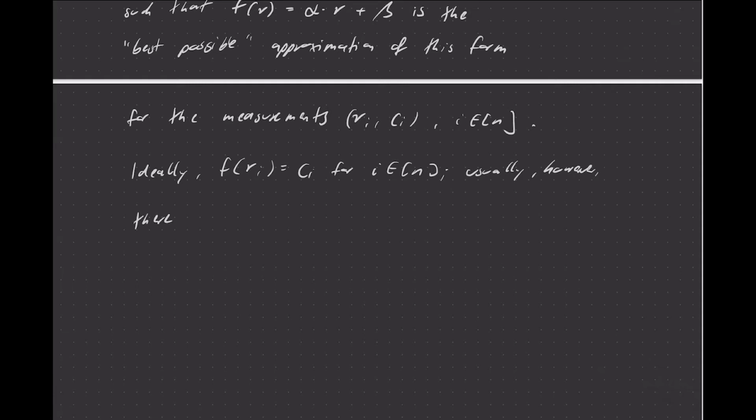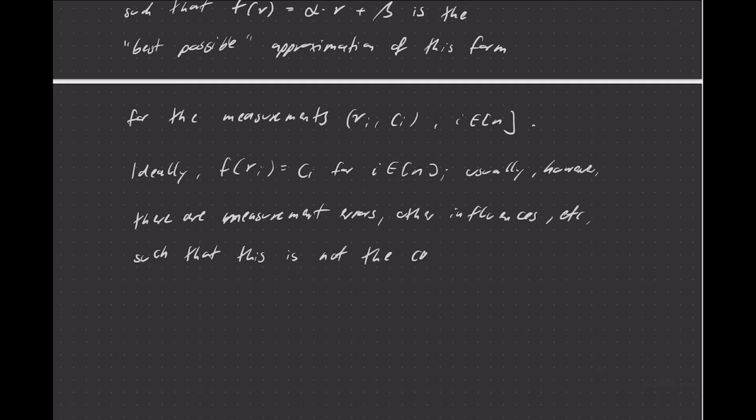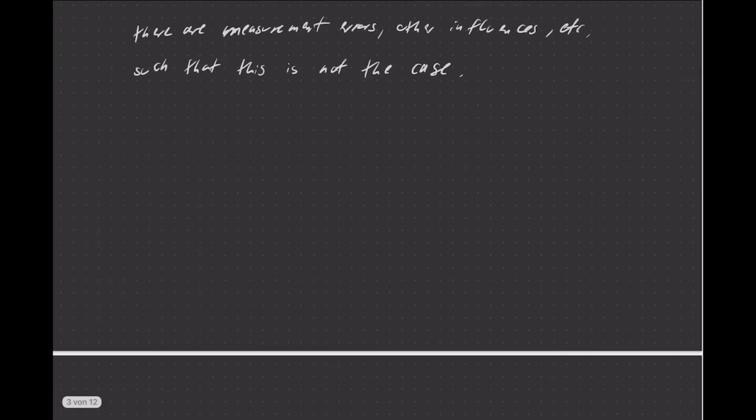So usually there are measurement errors or other influences that we don't incorporate into the model, etc., such that this is not the case. Now, if it would be the case, we could of course determine alpha and beta as solutions to a system of linear equations.